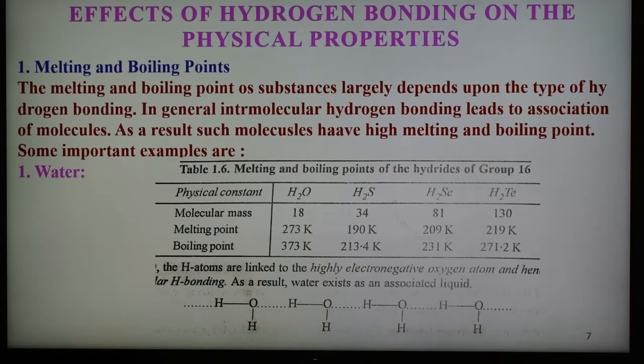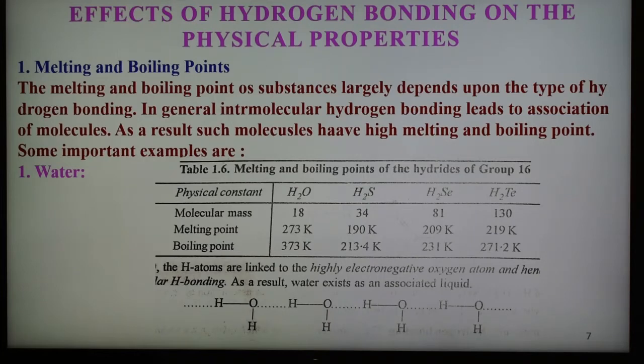So the first property is melting and boiling point. As we know, the melting point and boiling point of substances largely depend upon the type of hydrogen bonding they undergo. In general we can say that in intermolecular hydrogen bonding, due to association of molecules, such molecules have high melting and boiling points. Some important examples are shown here. Compounds with intermolecular hydrogen bonding generally have higher melting and boiling points, because a large amount of energy is required to melt or boil them. So in this way, we are taking some examples.